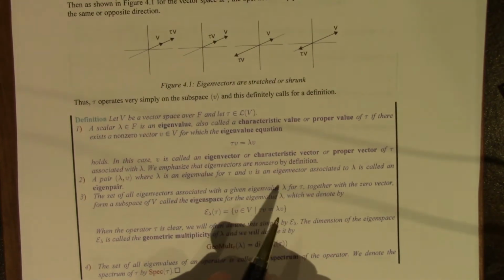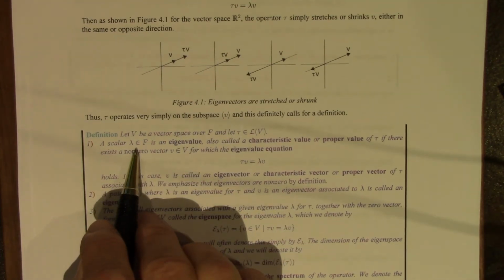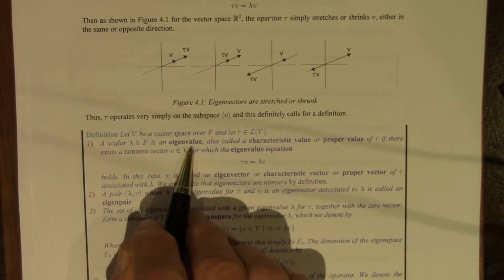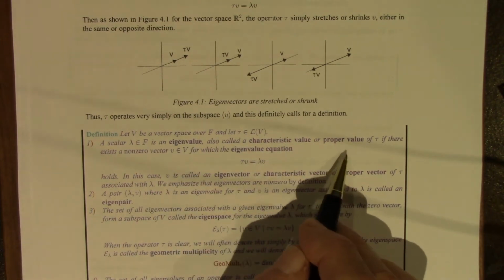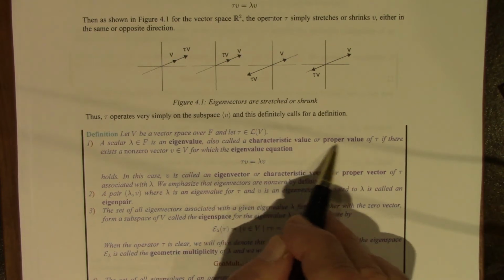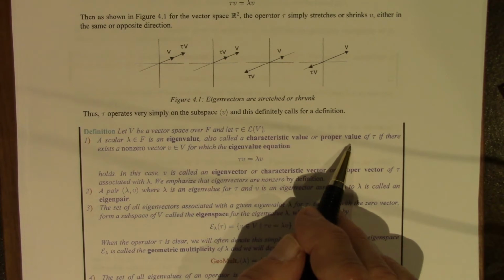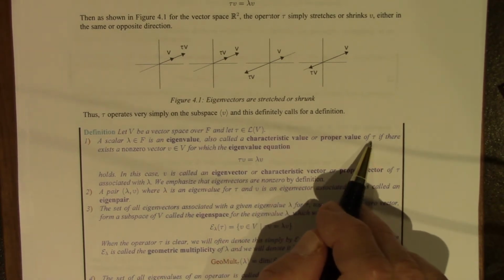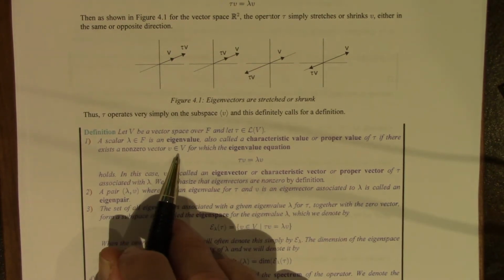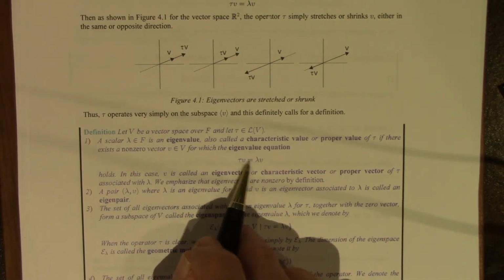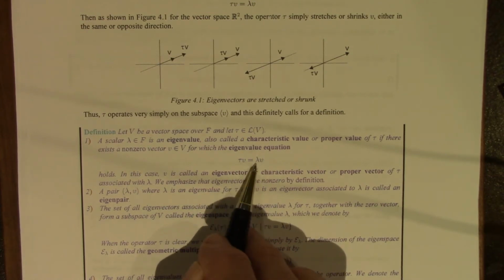And that calls for a definition. A scalar lambda is an eigenvalue, also called a characteristic value or proper value. I think this term, proper value, is an older term, not used as much anymore, for the operator tau if there's a non-zero vector v for which this equation, tau v equals lambda v, called the eigenvalue equation, holds.